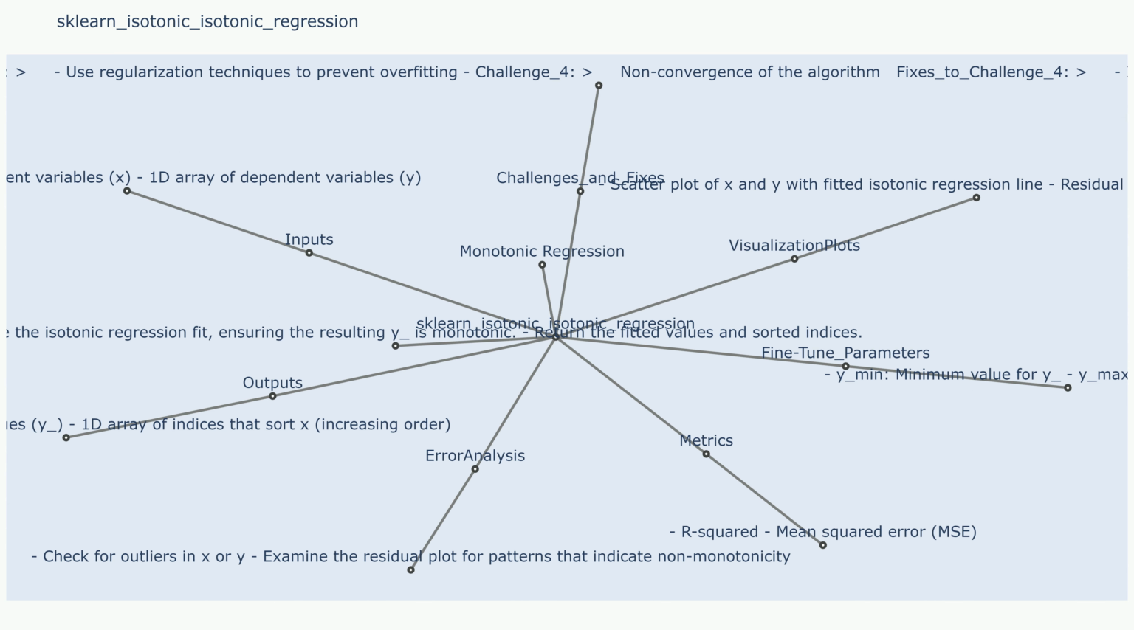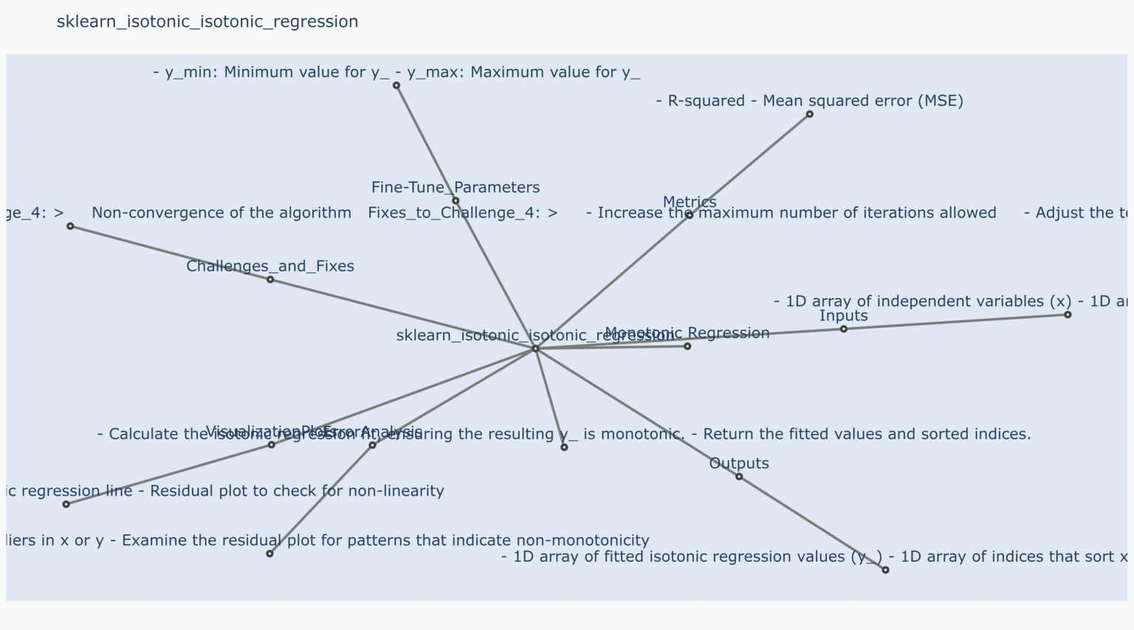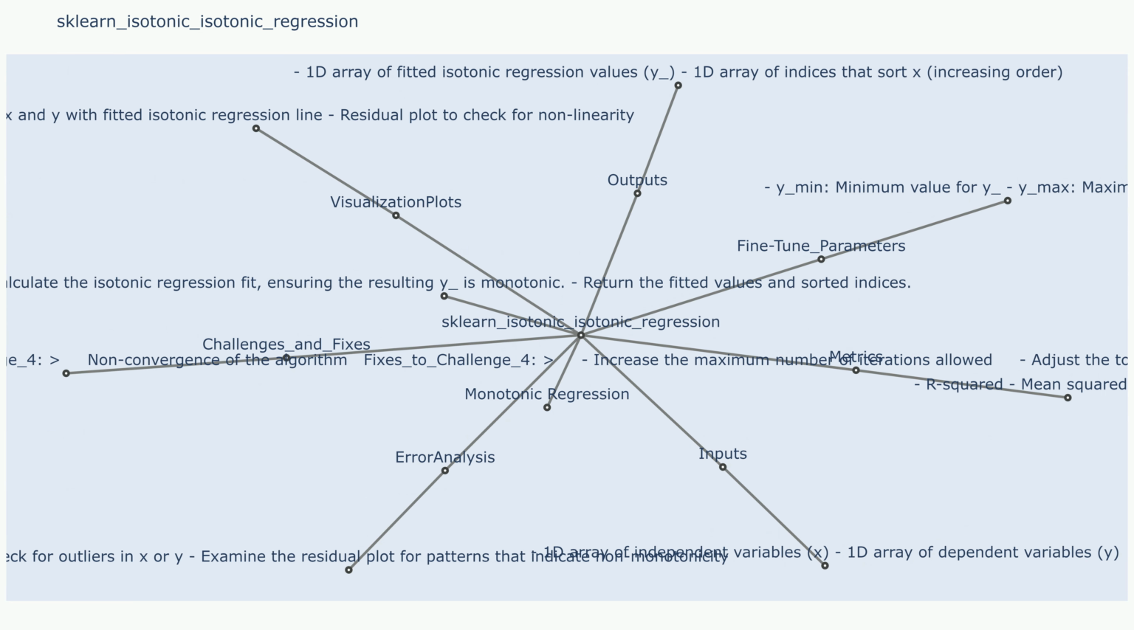Bootstrap resampling can be used to estimate the uncertainty in the fitted y_isotonic values by generating multiple fits on different subsets of the data. Bayesian methods can be used to incorporate prior information about the monotonic relationship into the model and estimate the posterior distribution of the fitted y_isotonic values.